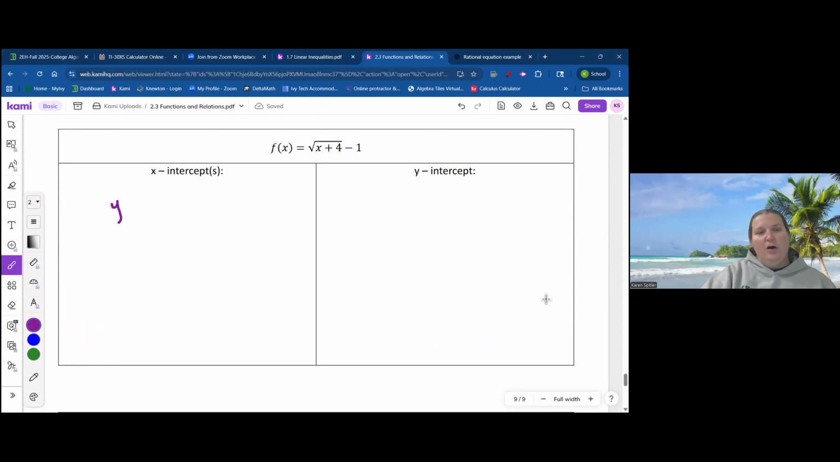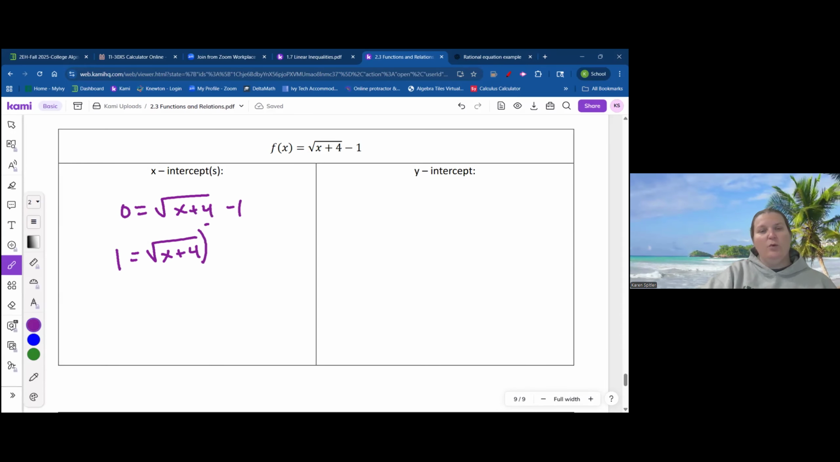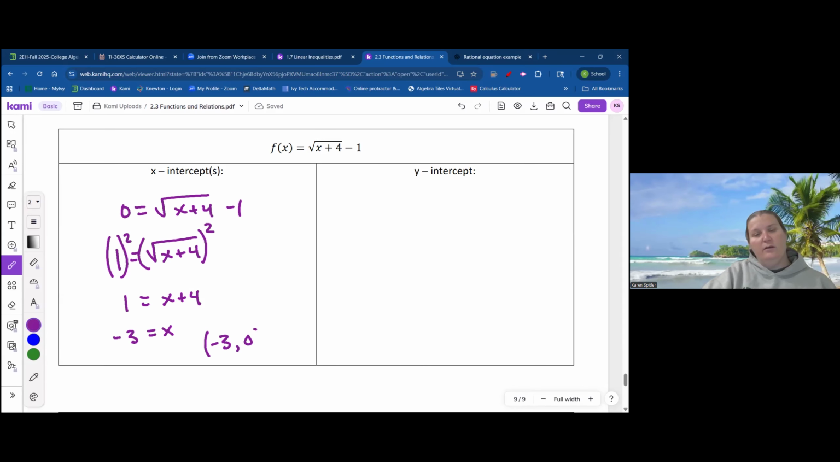X-intercept, y is 0. 0 is equal to the square root of x plus 4 minus 1. We're going to add 1. 1 is equal to the square root of x plus 4. To get rid of a square root, we are going to square this. Well, 1 squared is 1. And then you get x plus 4. Subtract 4. -3 is equal to x, so it's (-3, 0).